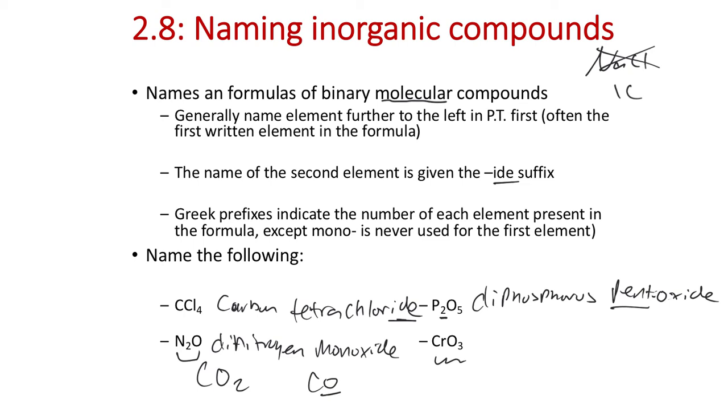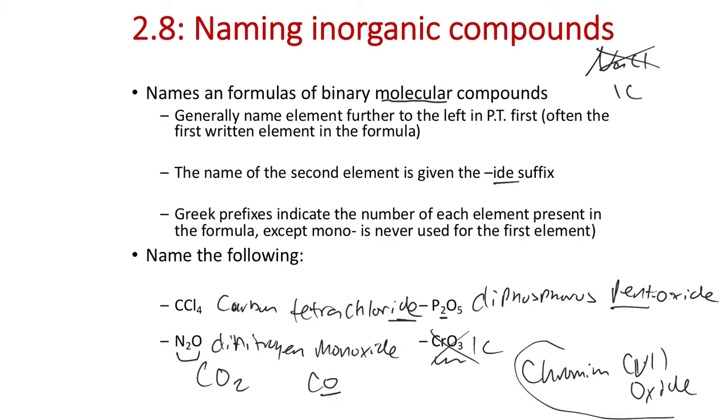And CrO3 is an ionic compound, so it's not named in this system. This would still just be chromium 6 oxide. So you try to think, what's the best category for the compound? And then name it in that category. So this wouldn't be best named in the molecular compound category. You might see some uncommon names for this, called chromium trioxide, which is an uncommon or non-systematic name, but the systematic name would be chromium 6 oxide.